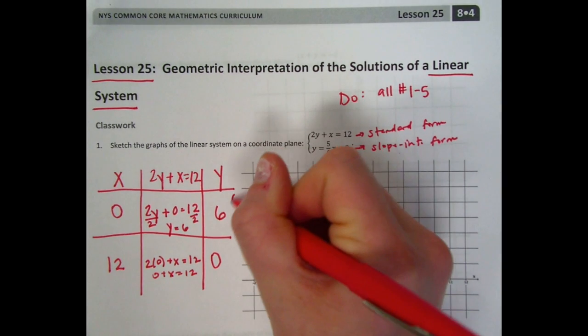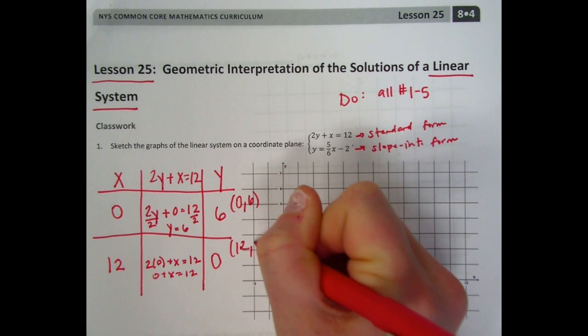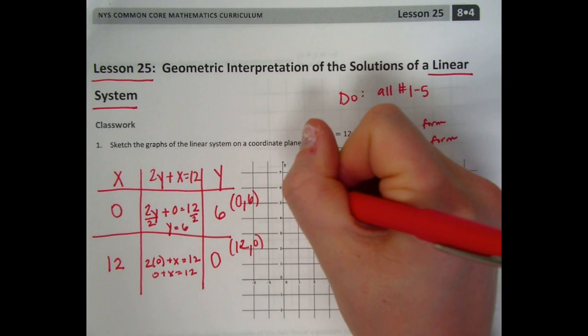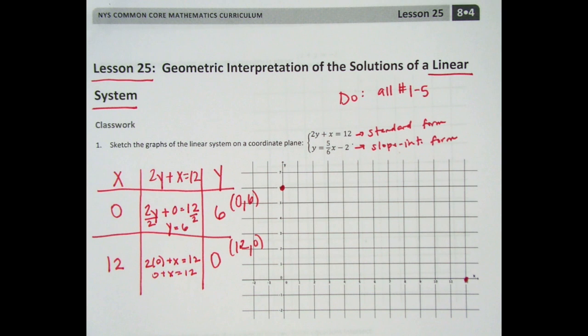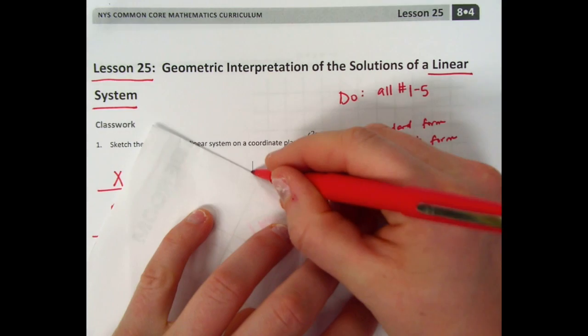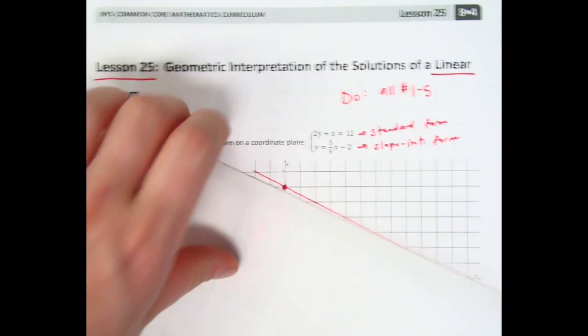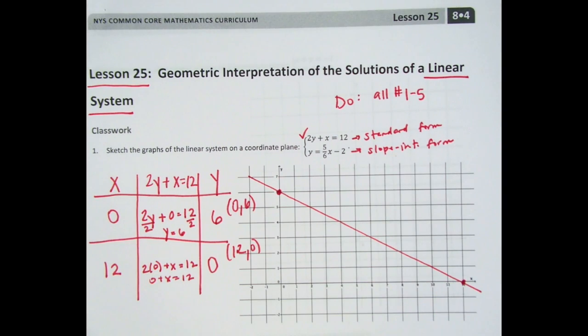The way we graph this is we take these 2 points, the first one (0, 6), the second one (12, 0), and we put them on our graph. We're going to get a straight line and make a line from there. Great. This equation is now graphed.